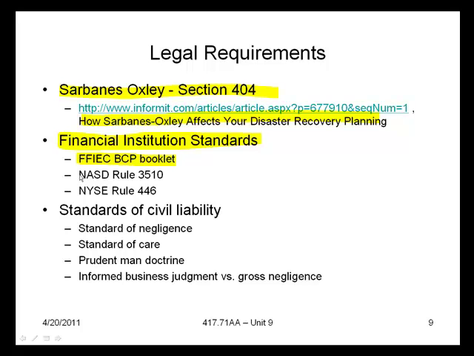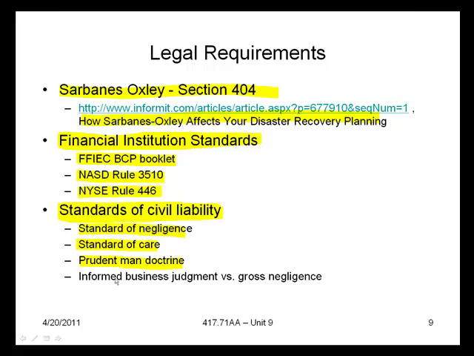If you're a securities dealer, the National Association of Securities Dealers Rule 3510 and New York Stock Exchange rules also govern requirements for disaster recovery planning. There are standards of civil liability. The above are regulatory standards, legal standards that you have to comply with certain regulations. Civil liability basically means harm and negligence to third parties, that you're economically liable to compensate folks if they suffer because of your own negligence. And this covers things like the standard of negligence, standard of care, prudent man doctrine, etc.